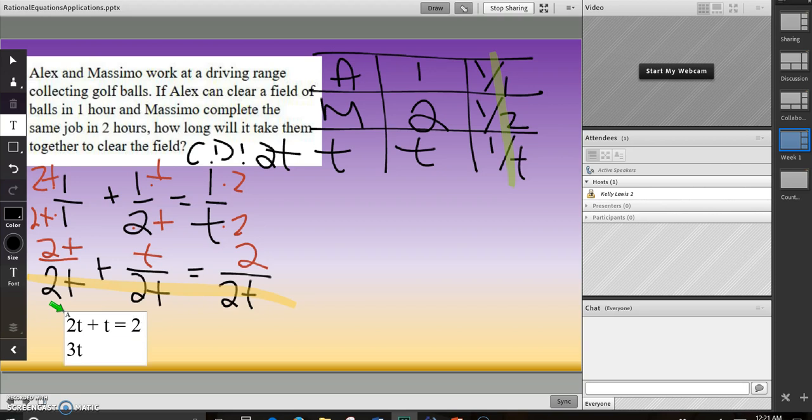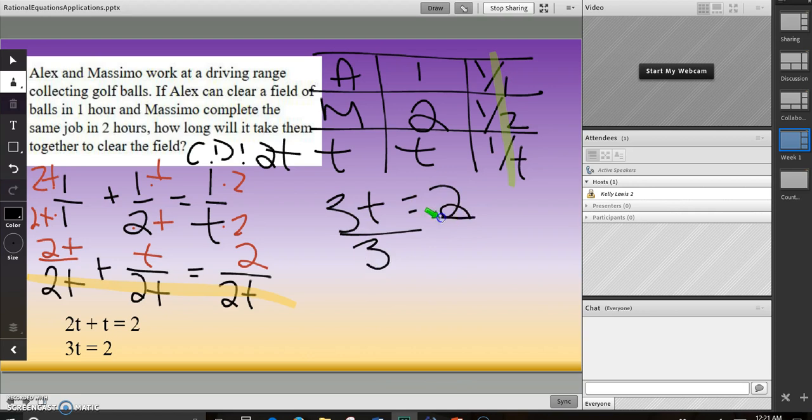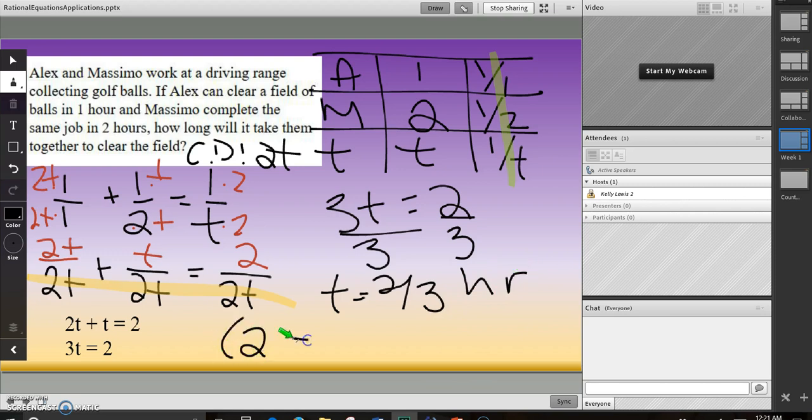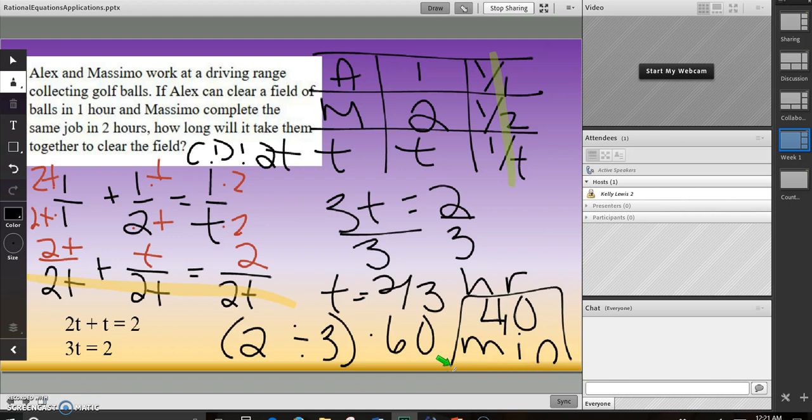2t plus t is 3t. So I really have 3t equals 2. So t equals 2 divided by 3. So t is 2/3 of an hour, but I need it in minutes, right? So in your calculator, do parentheses 2 divided by 3, parentheses, times 60, because there's 60 minutes in an hour, and you get 40 minutes. So 2/3 of an hour is 40 minutes. So together, it'll take them 40 minutes. Not an hour and a half, 40 minutes.